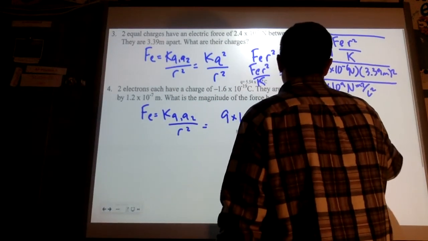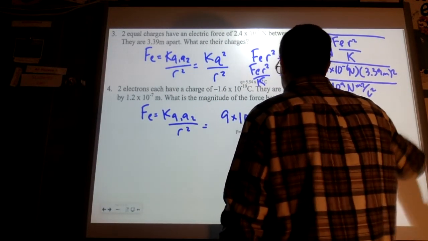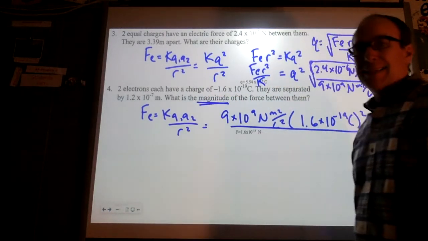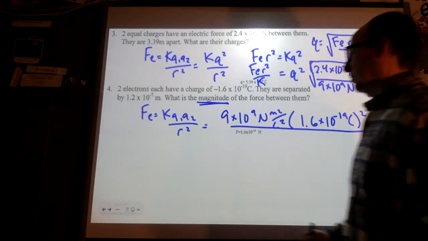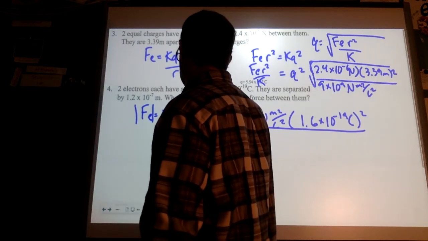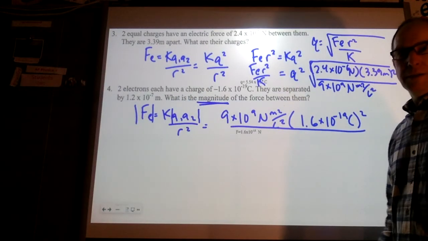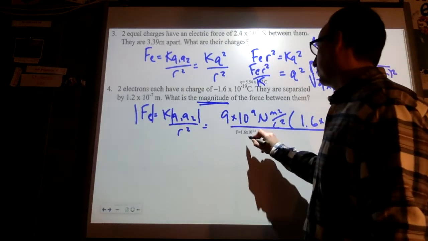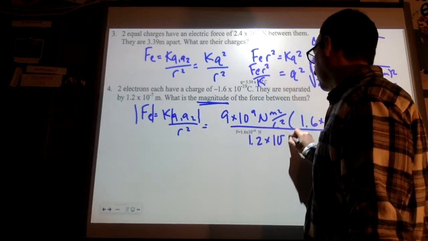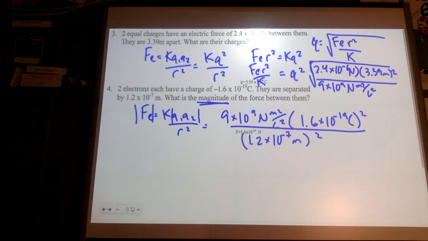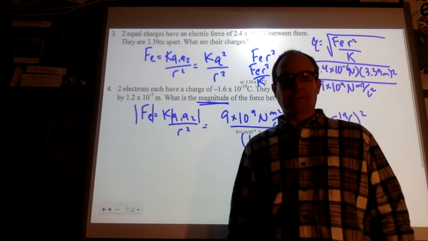So it's a straight plug and chug. Again, I would leave the sign out and worry about the direction of the force separately. They're asking us for the magnitude. Sometimes you'll even see absolute value around it, because we're always going to get the direction from the sign. So see if you can put that in your calculator and get the correct answer.